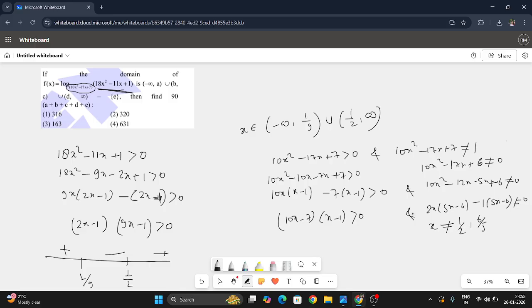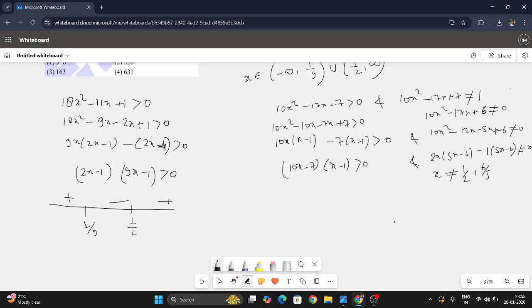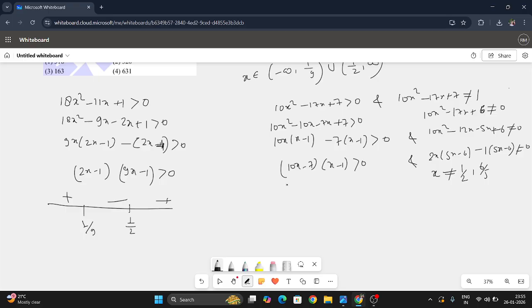Okay, I think this is clear to you. So from this side you can do one thing: x is equal to 1 and 7/10, plus, minus, and plus. We have to take only positive, which means x belongs to (−∞, 7/10) ∪ (1, ∞). This is the domain of this.